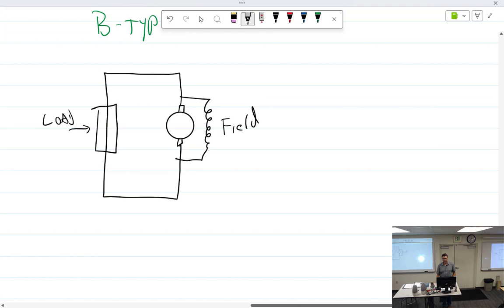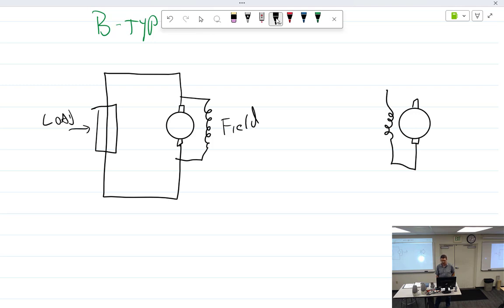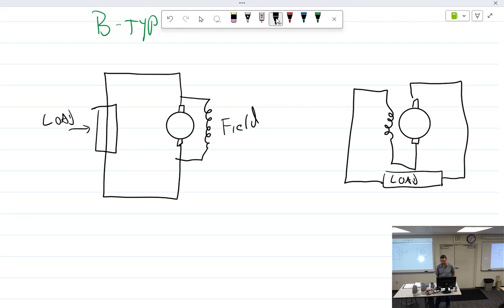I'll put it right over here. Change my pen. So we've got the armature with the brushes. And let me think. That is in series. The whole thing's in series.